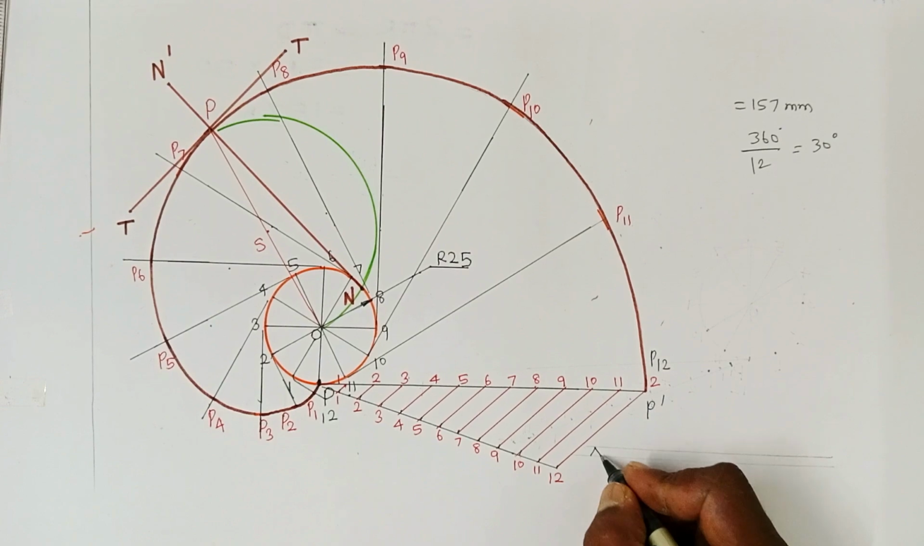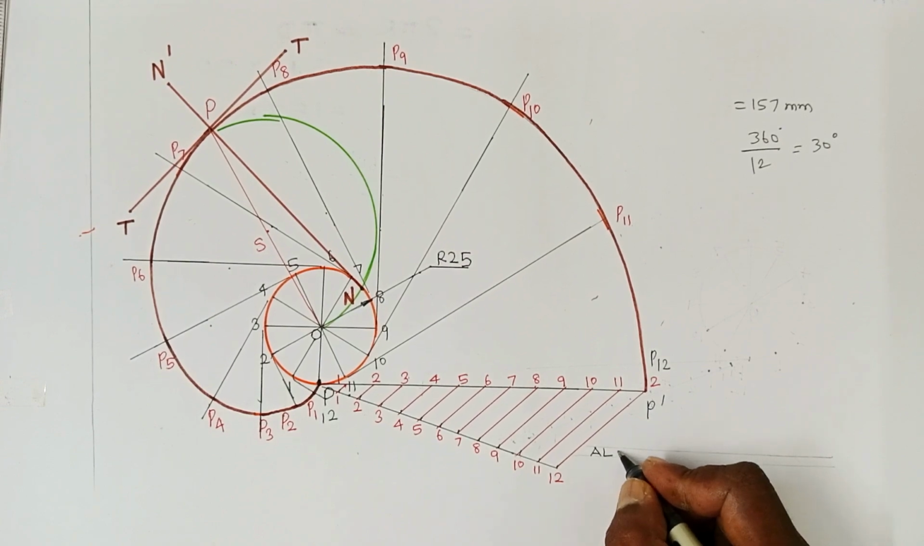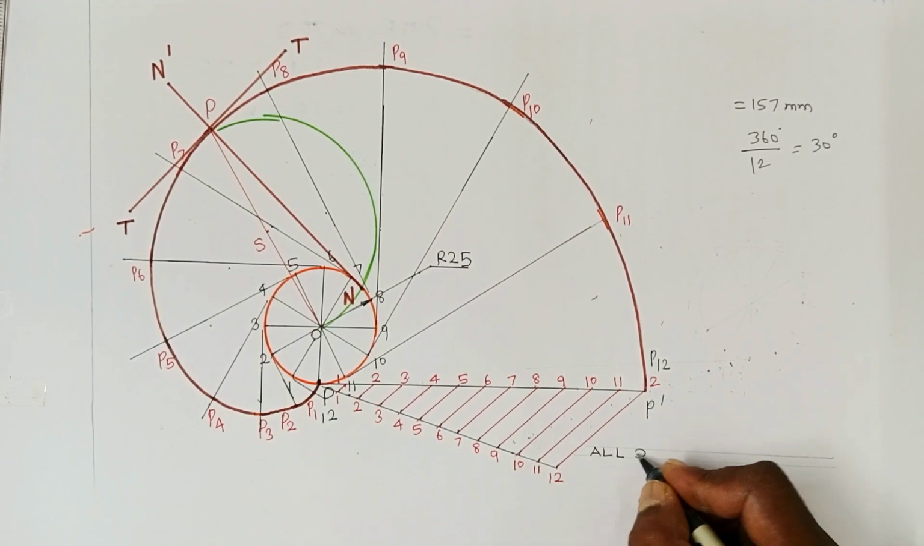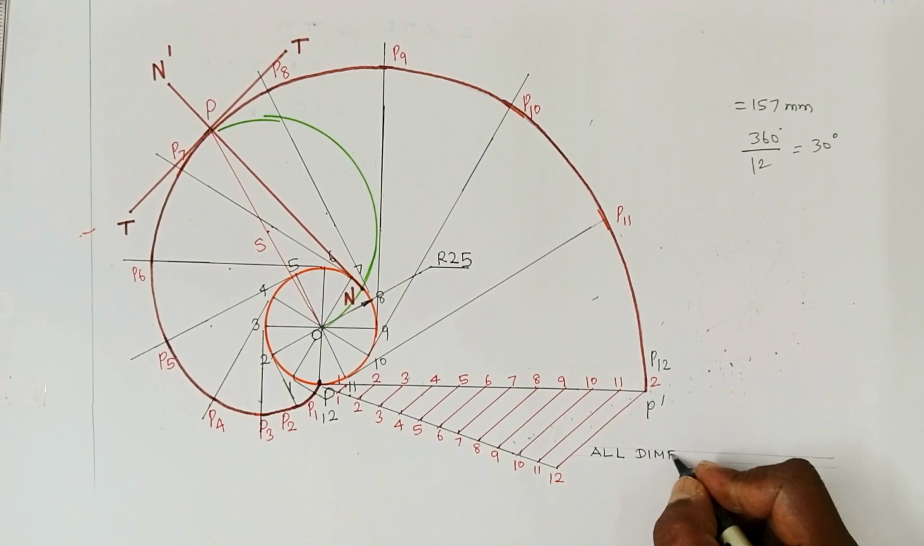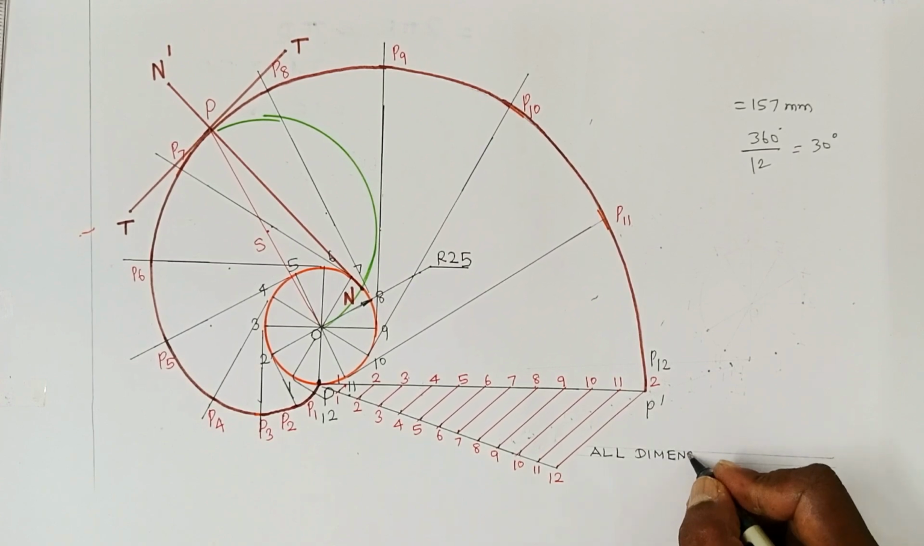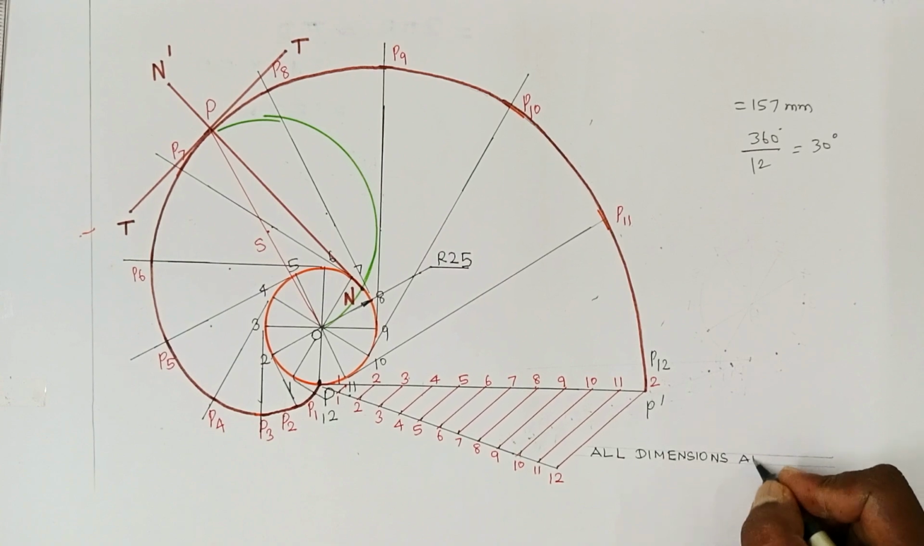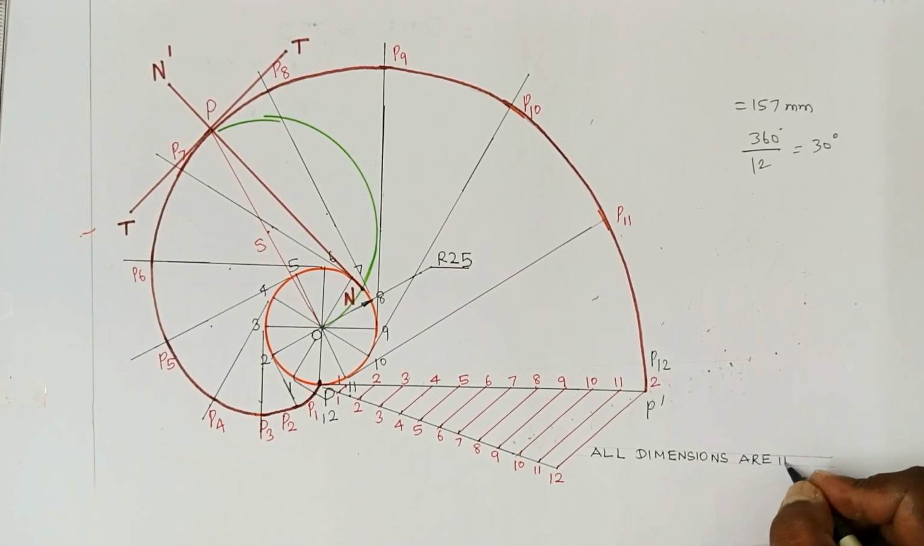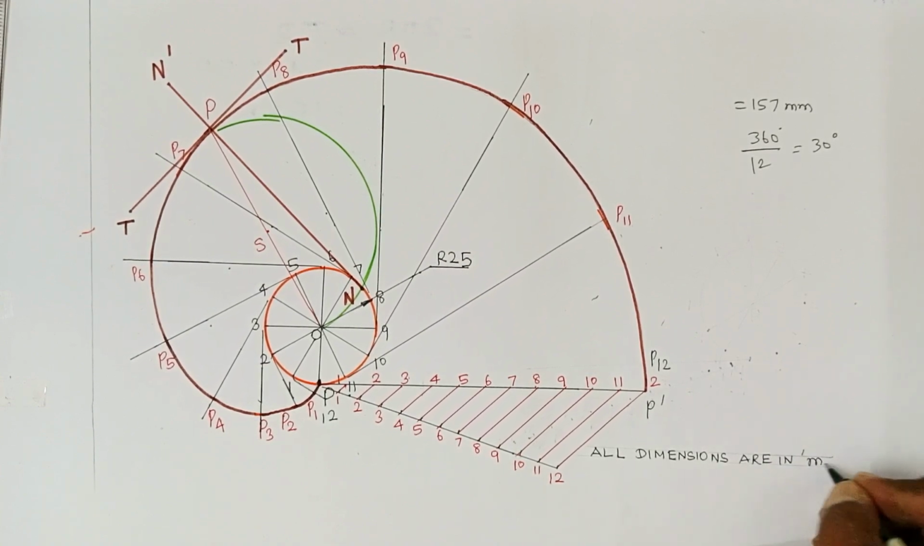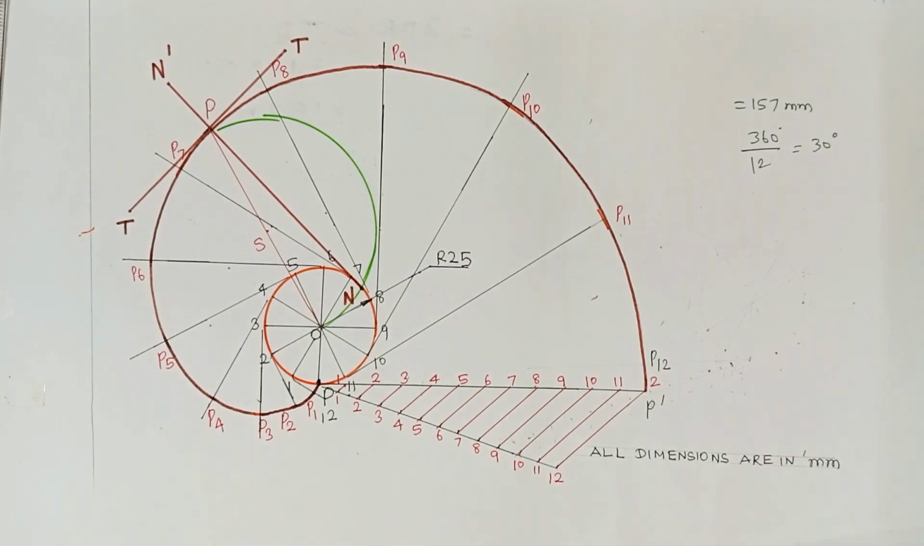Okay. Write all dimensions. Dimensions means size. All dimensions are in mm alone. You can write it in small letters. Mm means millimeter, the unit followed. So you also understand the concept, practice, and score better marks in the university examinations. And thanks for listening.